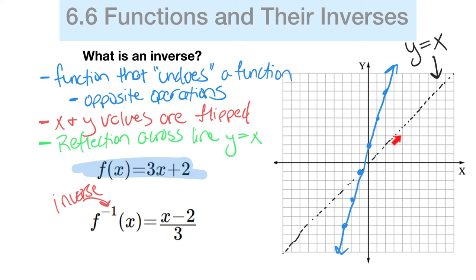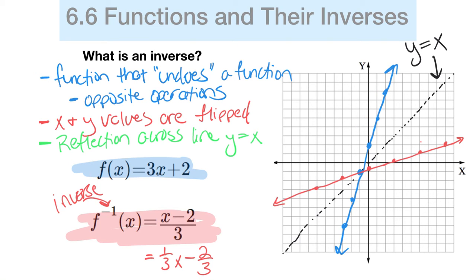On the graph, I've drawn the line y equals x. It's that perfectly diagonal line through the origin. And then in blue, I've graphed our original function. And I've started with our y-intercept of 2. I've used that slope of 3 to go up 3 over 1 to make new points.